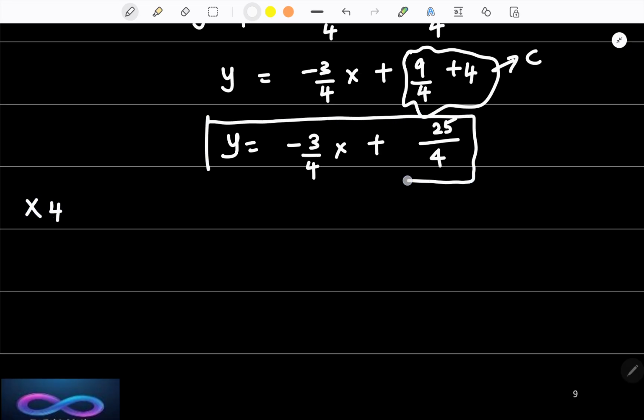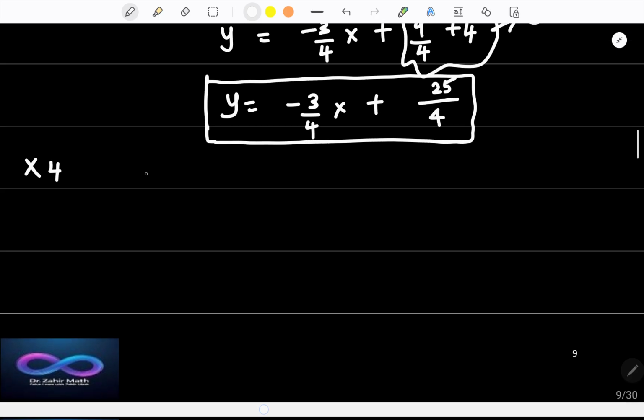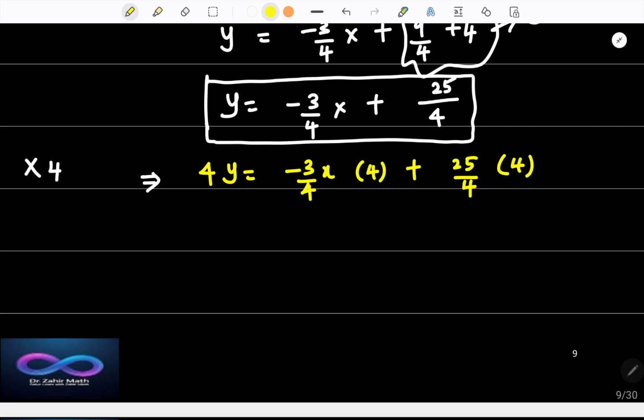If I multiply throughout by 4, this is also an answer. You can keep it like this, no problem. But still, it is not beautiful, right? Let's make it beautiful. So when I multiply by 4, what happens? 4y equals, I'm multiplying by 4: minus 3 by 4x times 4, and 25 by 4 times 4. So now 4y is equal to, the 4s get cancelled, negative 3x plus, 4 cancels, it's going to become 25.